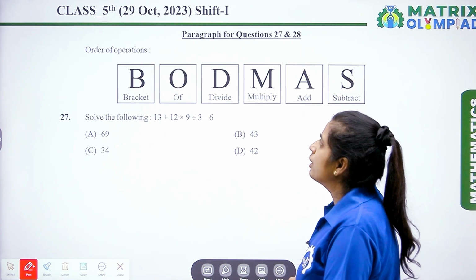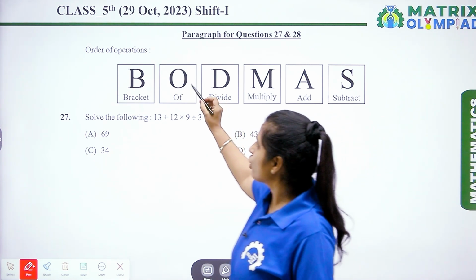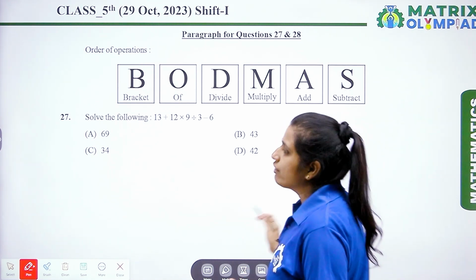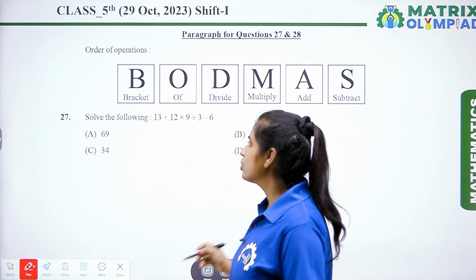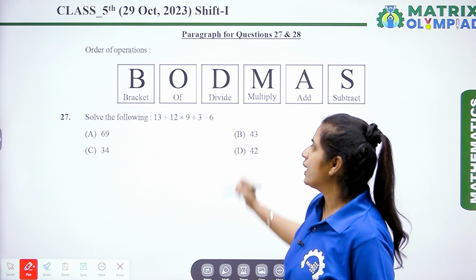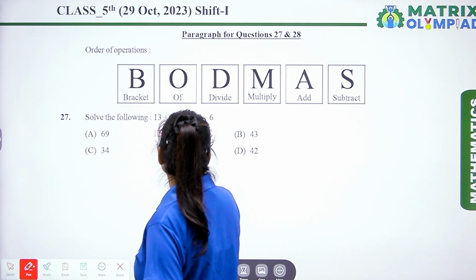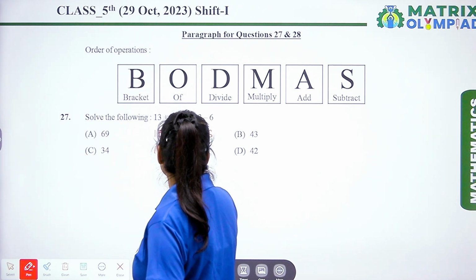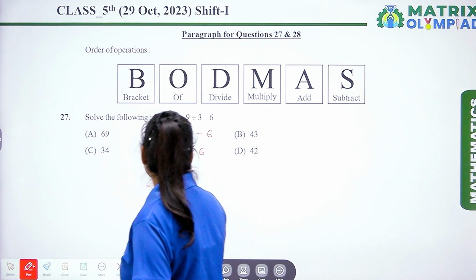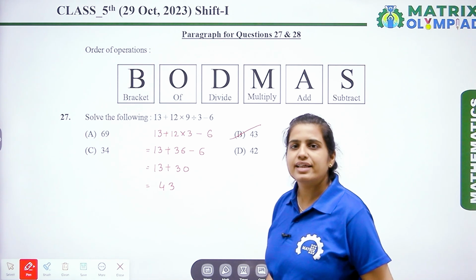Next we have question number 27, based on the information that is given above. Now here the order of operations is bracket, of, divide, multiply, add and subtract. So we have to use the BODMAS rule and solve this question. Here we have 13 plus 12 multiplied by 9 divided by 3 minus 6. So let's solve it. So here the correct answer is 43. Option B is the correct answer.